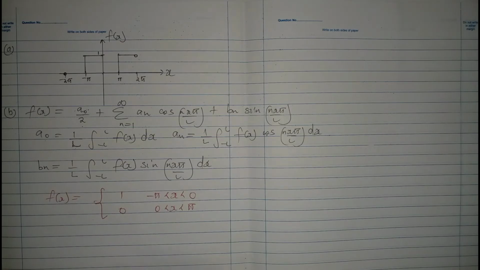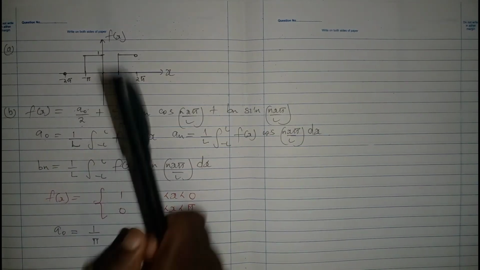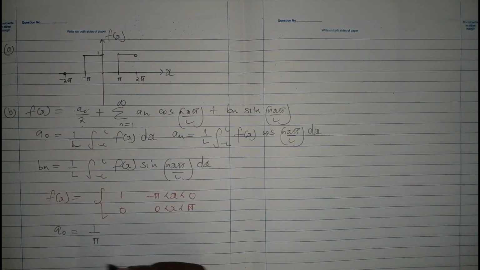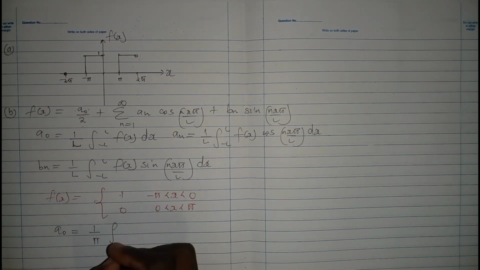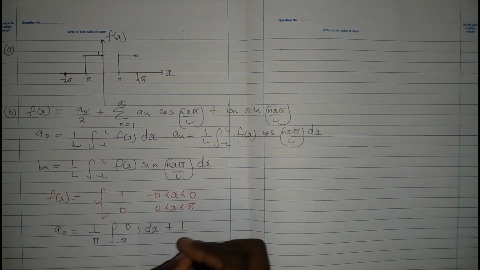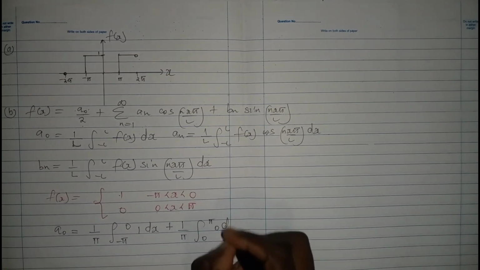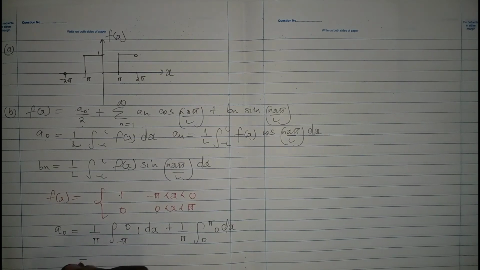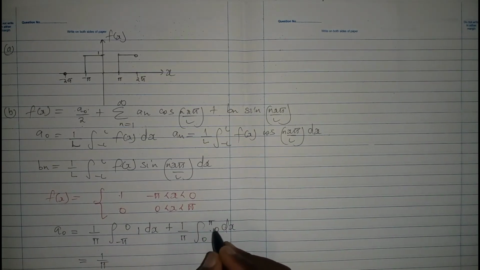Let's start by calculating a naught. For a naught we're going to have 1 over pi, since it ranges from negative pi to positive pi, so it's going to be 1 over L. Since it's a piecewise function, first we start with the integral from negative pi to 0 of 1 dx, plus 1 over pi from 0 to pi of 0 dx. This second one is going to become 0 because whatever you get, you're going to multiply it by 0.